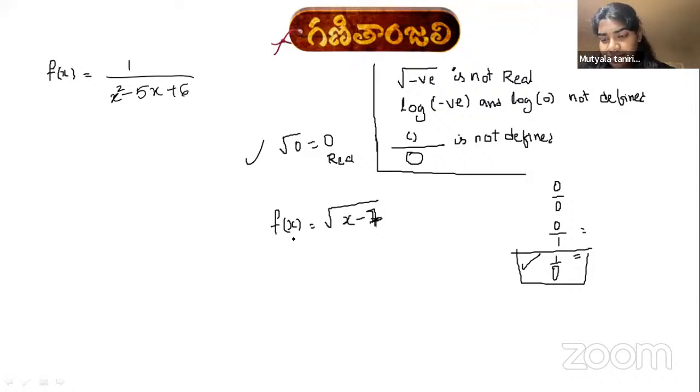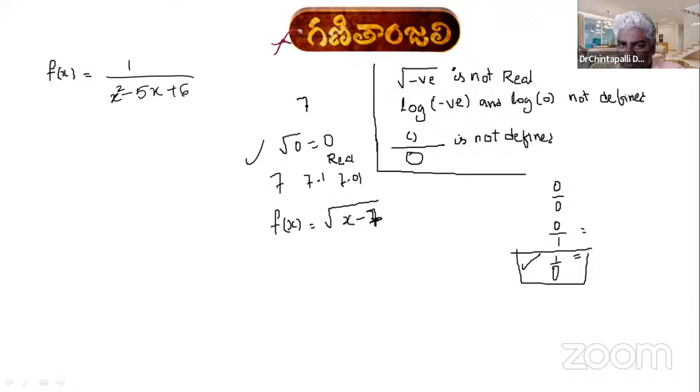So this function starts accepting the values of x from 7. 7 is accepted. 7.1 is also accepted. 7.01 is accepted. 7.001 is also accepted. 8 is accepted. 9 is accepted. 100 is accepted. 1 crore is accepted. 1 lakh is accepted, right?